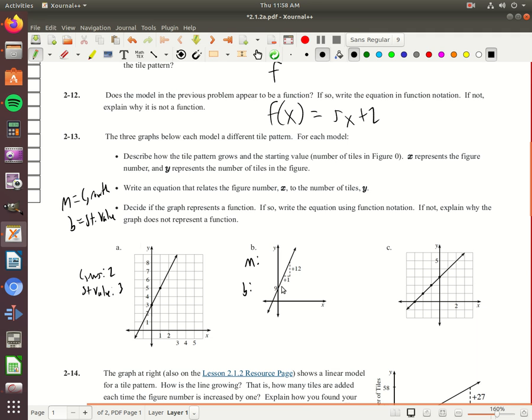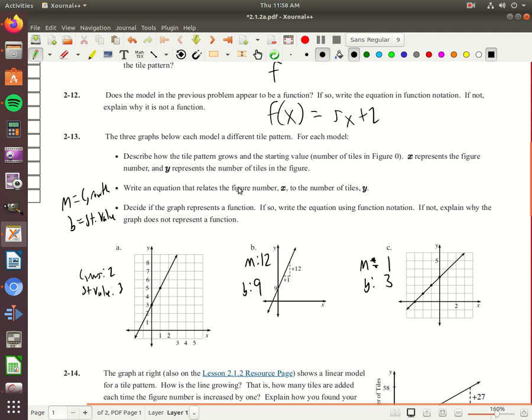So here my growth is up 12 over 1, and my starting value is 9. And here my growth is up 1 over 1, and my starting value is 1, 2, 3. So we get the following starting values and growth. x represents the figure number, y represents the number of tiles.